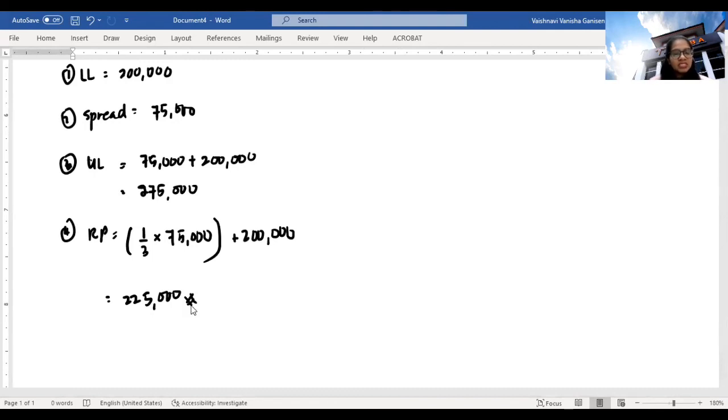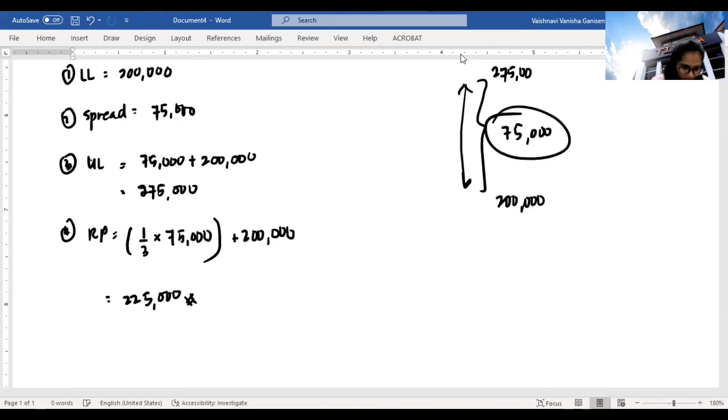Remember I told you the spread is the difference or the range between your upper limit and lower limit. So here your lower limit is 200,000. Upper limit is 275,000. So your spread is 75,000. So just want to demonstrate to you that you actually can get the upper limit and the lower limit and the spread. You can understand the concept once I've put values to it.